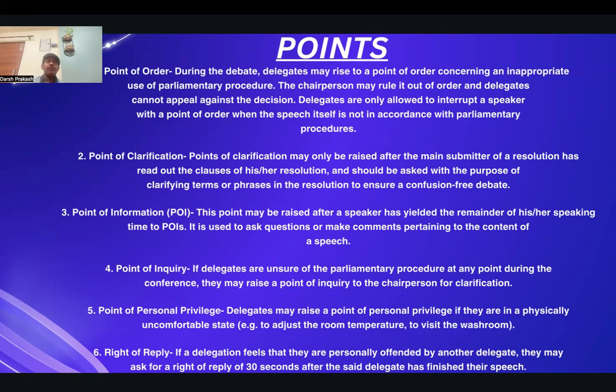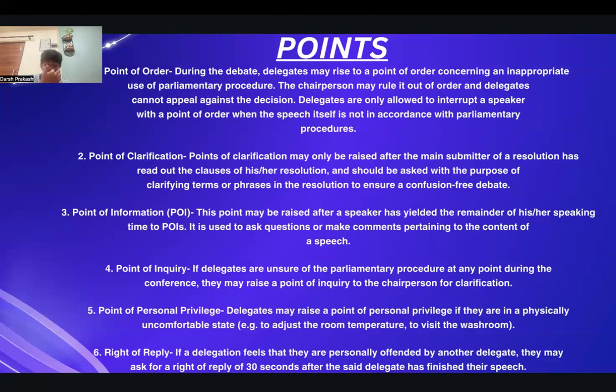Point of order is basically, for example, the delegate of China imposes certain remarks on the delegate of India, and the delegate of India feels that no, these points are not correct, or the delegate of China has stated wrong figures and statistics. So the delegate of India can raise a point of order and can state the delegate of China has raised wrong statements against the delegate of India, and the delegate of India would like to request the delegate of China to kindly not mislead the House. And this way the point of order works.